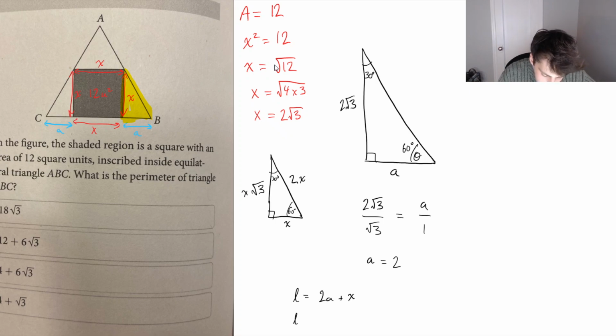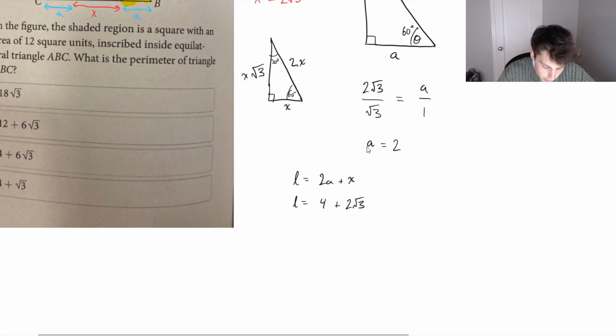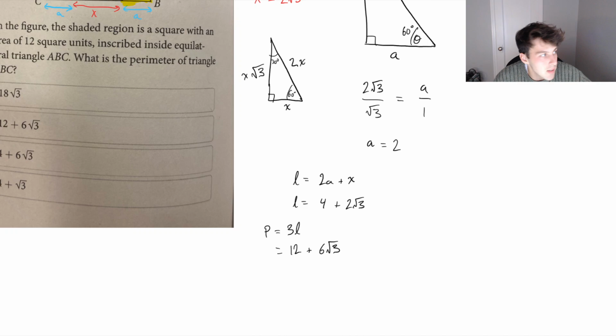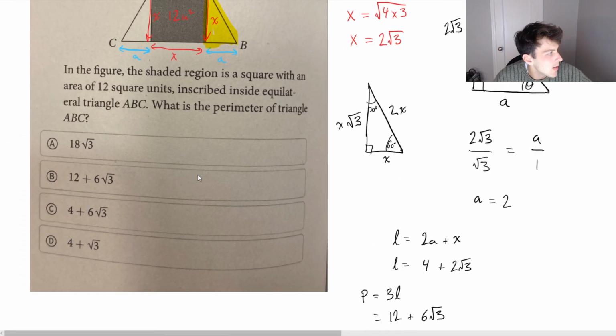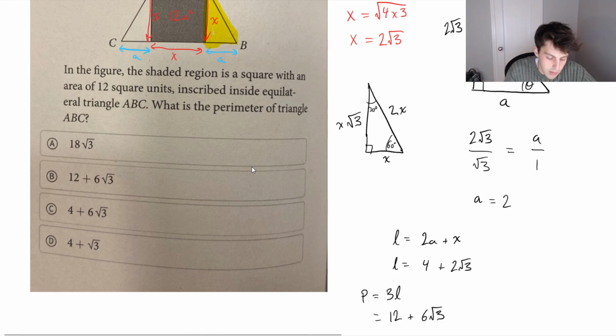Okay, a is 2, so that's going to be 2 times 2 is 4. X is 2 root 3. Since all of the lengths are the same in our equilateral triangle, the perimeter should be 3 times the length, which is 4 times 3 is 12, plus 2 times 3 is 6, and we have root 3. So 12 plus 6 root 3 should be our answer. We can see that is option B, so we select B as our answer.